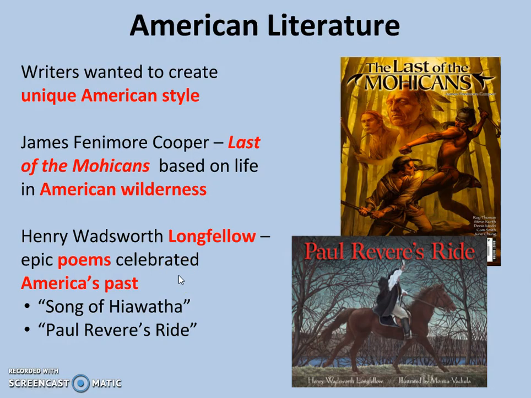Then American literature. The American writers wanted to create a unique style that separated them as American writers from European writers. So some examples of this were James Fenimore Cooper, who wrote The Last of the Mohicans, which was based on life in the American wilderness. And this was something that Americans had that was unique from European writers, was their beginnings and their foundations as a frontier nation.